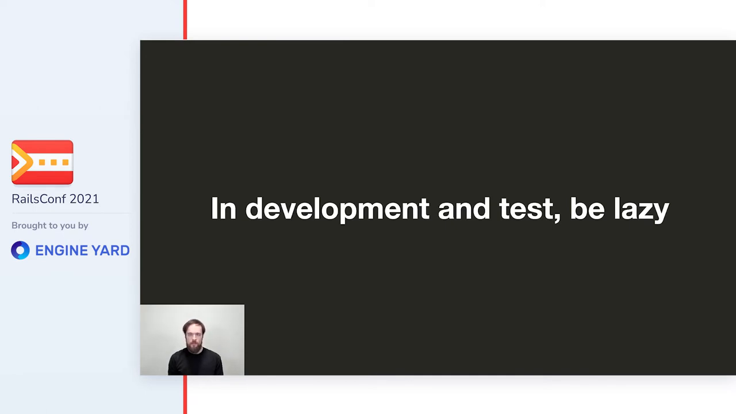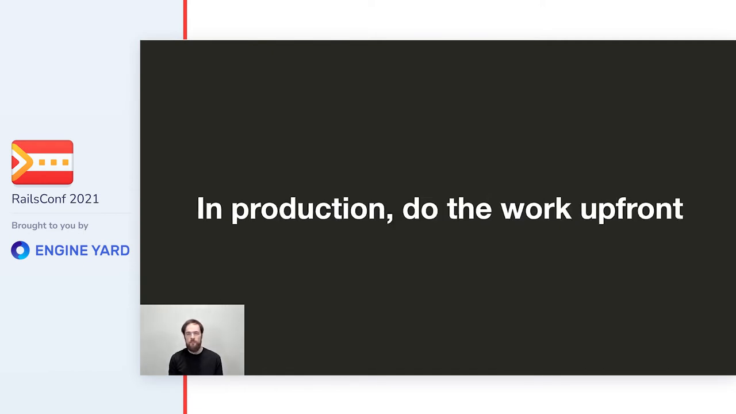This means we want to do as little as possible in development and test, mostly because we don't know why the app is going to be booted. It could be to do a checkout, to run a model test, or to open the Rails console, for example. Production is the complete opposite. We want to do as much work as possible upfront to optimize for our users and for our infrastructure. Typically, our app will only be booted to handle web requests and perform jobs in production.